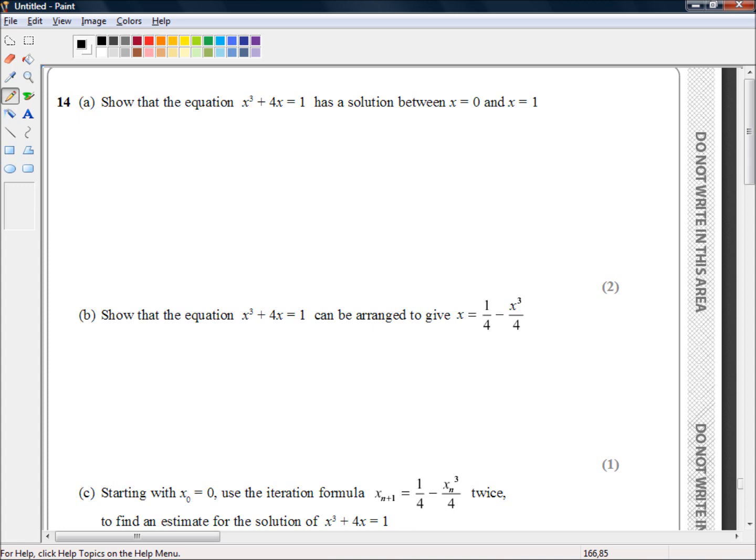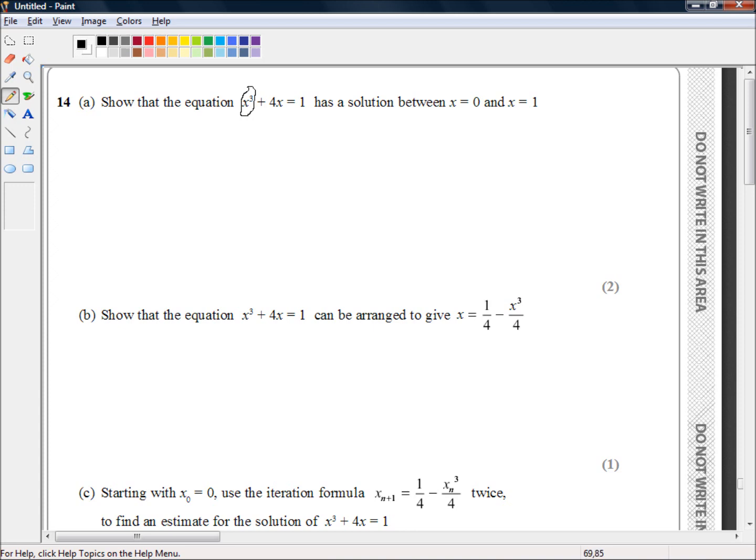The most important thing to spot here is this is x cubed. It is not x squared, so this is not a quadratic equation, so you cannot solve it using the quadratic formula or completing the square or factorization. So we want to show that this equation has a solution between x equals 0 and x equals 1.